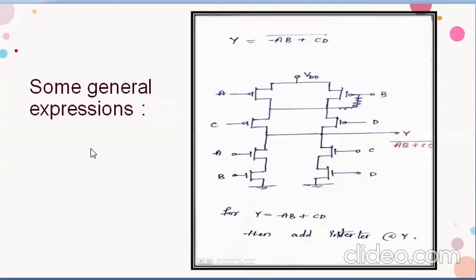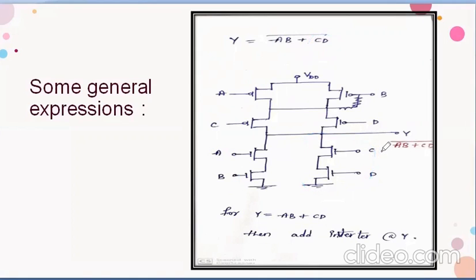Now let's see some general expressions. Here I have taken the Boolean expression (AB + CD) whole bar. This term is a product term, this term is a product term, and these two are summed. So A and B should be in series. Now for CD, these two terminals are connected in series using NMOS.